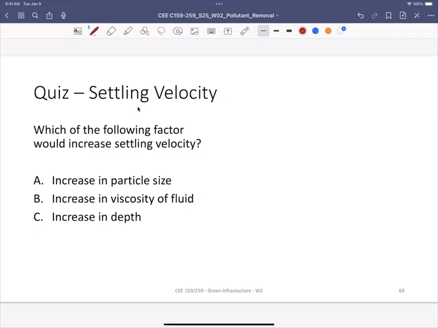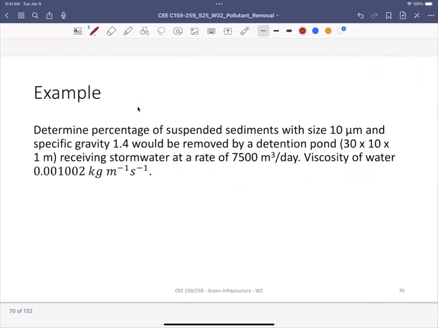Right, so the answer to which of the following factors would increase settling velocity is A. The reason is that if you increase the particle size, the weight of the particle increases, and so that means you are going to increase the settling velocity, which goes with particle size to the power of two. Increased viscosity decreases it, and an increase in depth does not affect the settling velocity. So based on that, let's solve these questions.